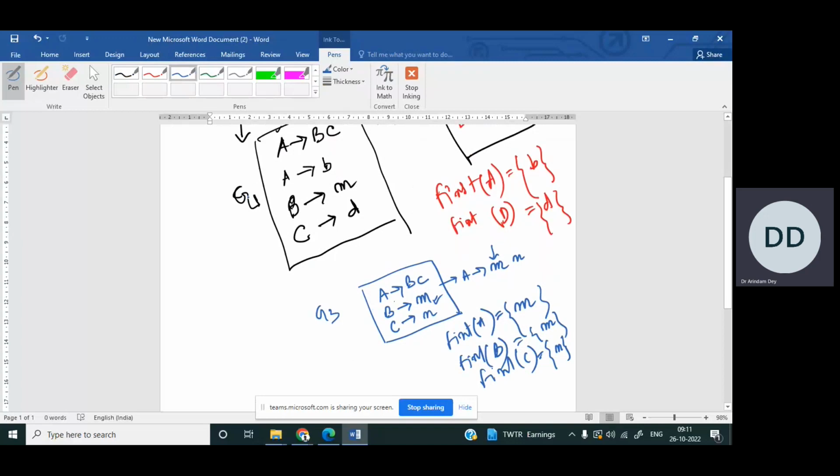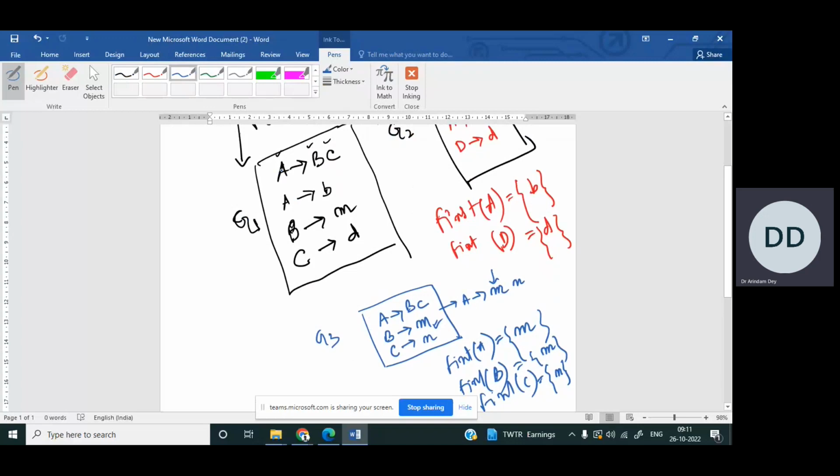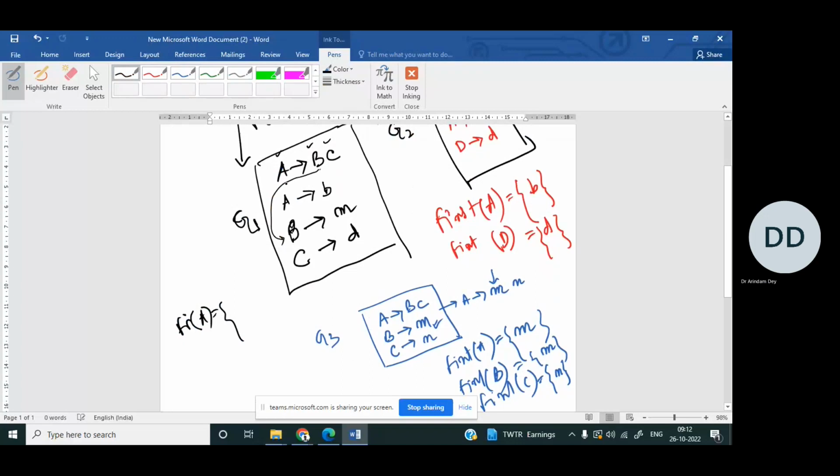Now if I am considering the grammar G1, and I ask you what is the first of A, the first of A will be the first of B, because B is a variable. First of A means first of B, because B is the first variable that I am finding.